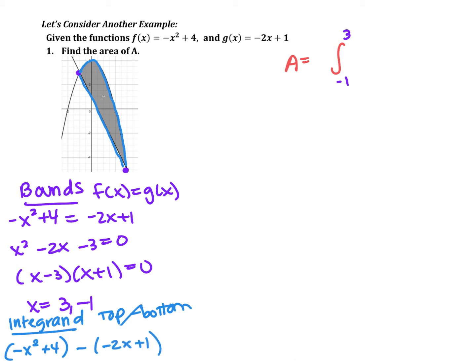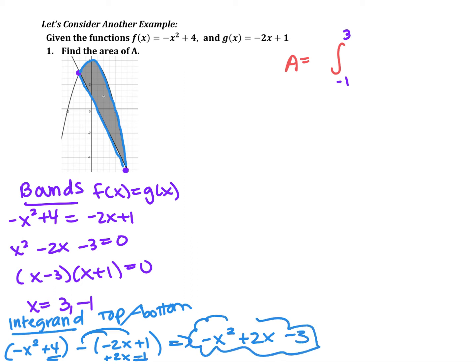And there we go. I'm going to go ahead and simplify this. So if we distribute this negative sign, we're going to get plus 2x minus 1. And then if we combine like terms, negative x squared is going to stay the same, plus 2x. And then we have positive 4 and negative 1, so this is going to be minus 3. So this piece right here is going to go inside the integral for our integrand.